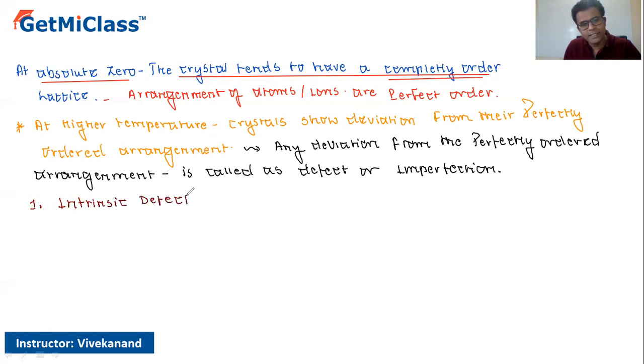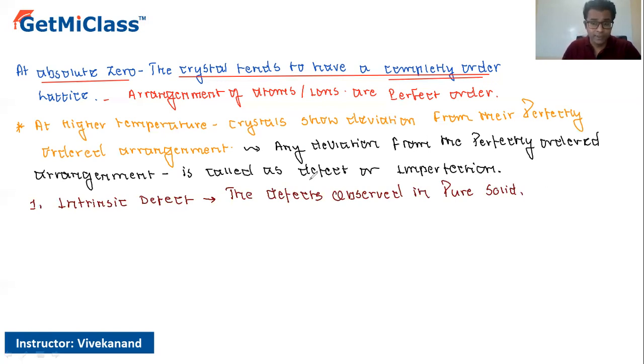Usually the intrinsic defects are the defects which are found in pure solids. So the defects observed in pure solids, we call them intrinsic defects. The second one is called an extrinsic defect. These are the defects which are observed because of the presence of impurities in the substances. So these defects arise whenever there are impurities in the solid, right?